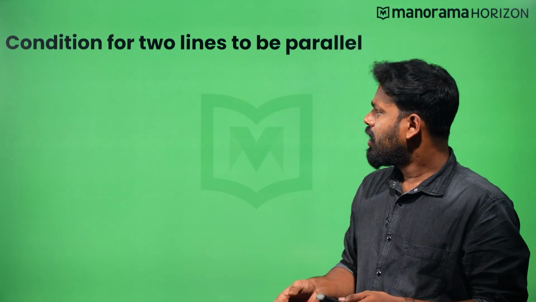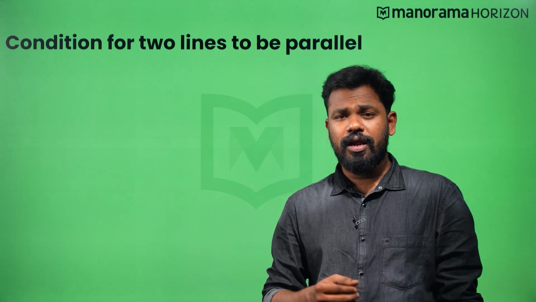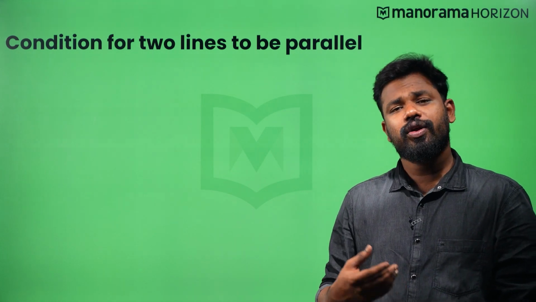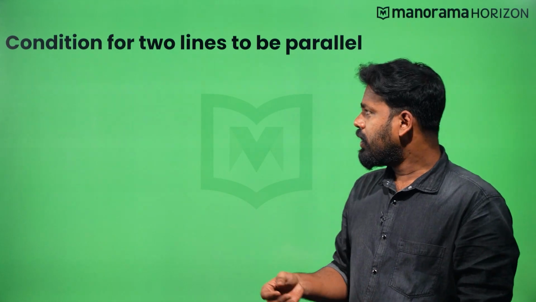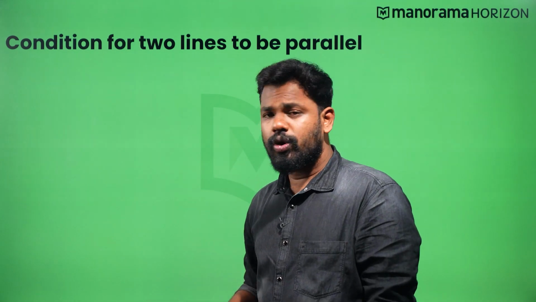each other. Now another condition: what happens when two lines are parallel? When two lines are parallel, theta is equal to either 180 degrees or you can even say 0 degrees. So what is cos 0 degrees? We know that it is equal to 1.